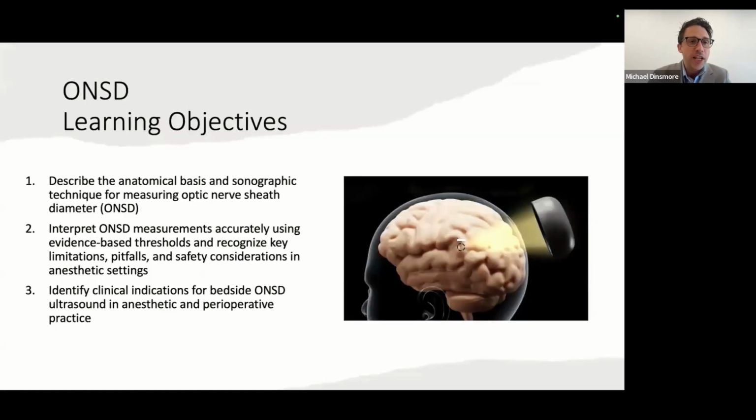So the first one is going to be looking at optic nerve sheath diameter. I just want to go over the basis of this technique, really delve into how to use the ultrasound to get good imaging, how to interpret those images, and some tips and clinical pearls to help with your scanning. And then I want to end this section with how we actually use this clinically, and how this is going to be useful for us as anesthesiologists.